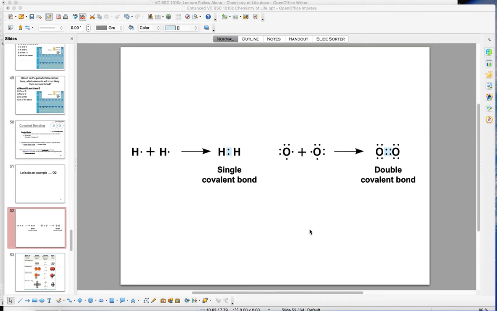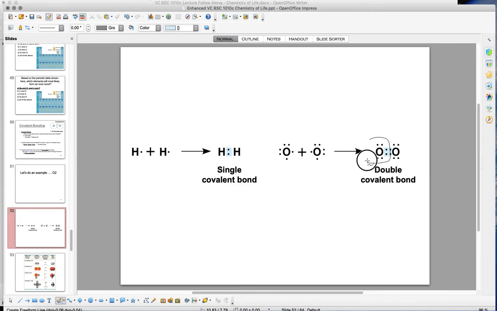But now everyone is happy because what happens is it goes like this. We've got this guy sharing those, and this guy like that. So you see, this is how they share. 1, 2, 3, 4, 5, 6, 7, 8. Happy. 1, 2, 3, 4, 5, 6, 7, 8. This one's happy. So everybody's happy in a double covalent bond.